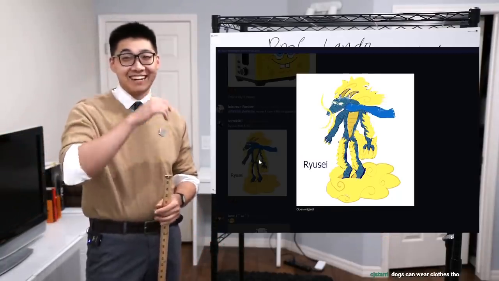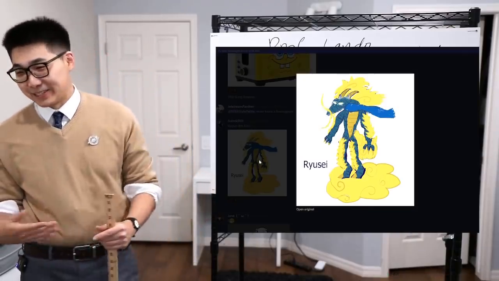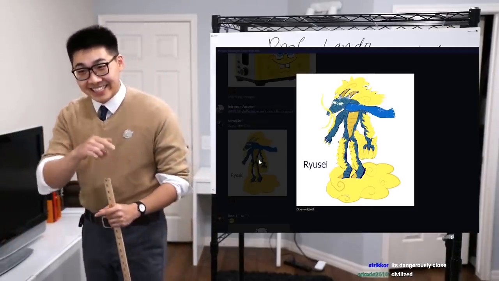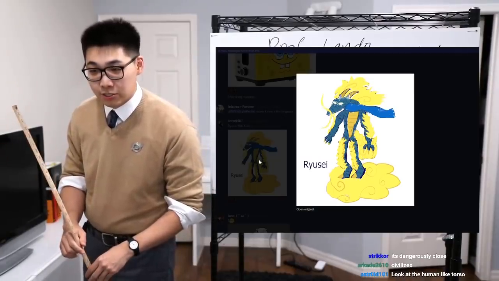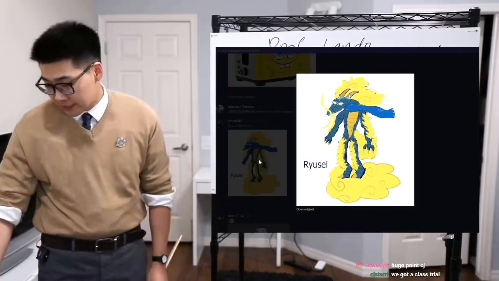CJ says, I mean, dogs can wear clothes too. I can put a shirt on my dog, still a dog. That's a good counterpoint. Dangerously close to 4, but we're going to say 3. That's an A for me.